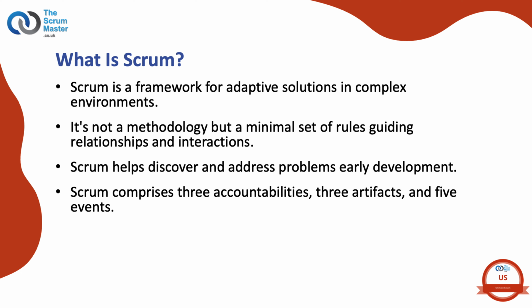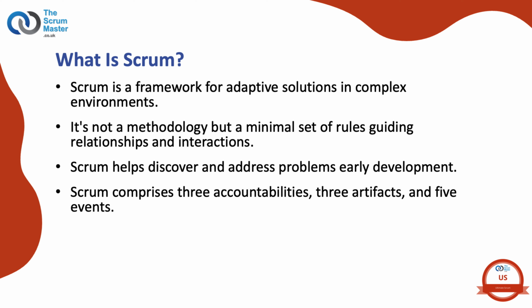So, what is Scrum? Scrum comprises 3 accountabilities, 3 artifacts, and 5 events. The framework also details additional rules and guidelines. The fundamental unit of Scrum is a small team of people, a Scrum team. Inside the Scrum team, there are 3 accountabilities. These are Product Owner, Scrum Master, Developers.